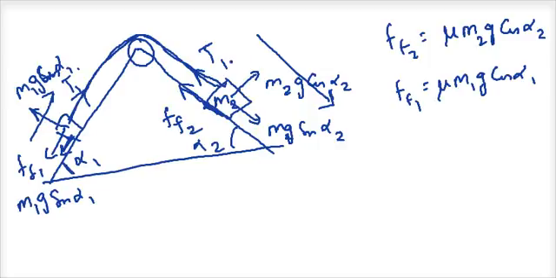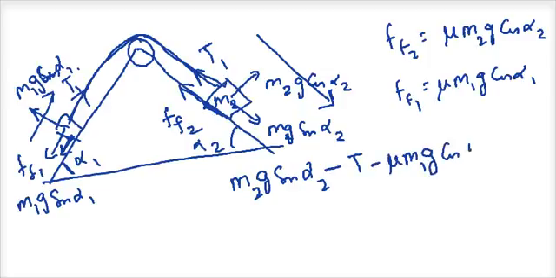Let us consider this mass. We have already assumed that it is going down. So this is my equation, m2g sine alpha 2 minus T1, that is downward force minus upward force, minus mu m2g cos alpha 2 will become equal to m2a. This is the downward force, these are the two upward forces. So downward force minus upward force is equal to mass times downward acceleration. This is the equation for the second mass.